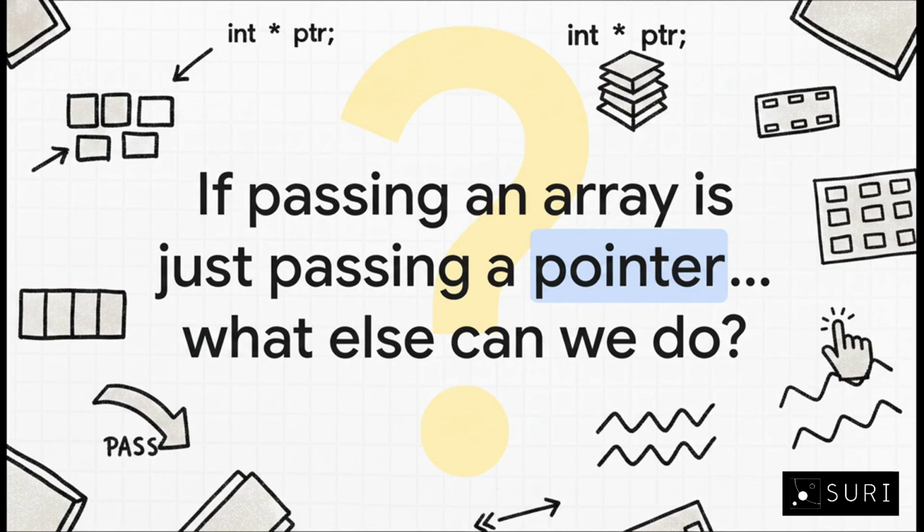So we've seen that C arrays are so much more than just simple lists. Under the hood, they are a gateway to the raw power of pointers, which of course begs the question, if passing an array is really just passing a pointer, what else can we do with that power? Well, that's a topic for another day.